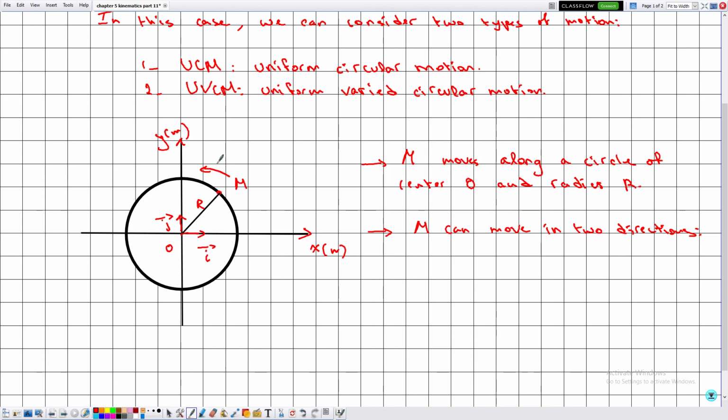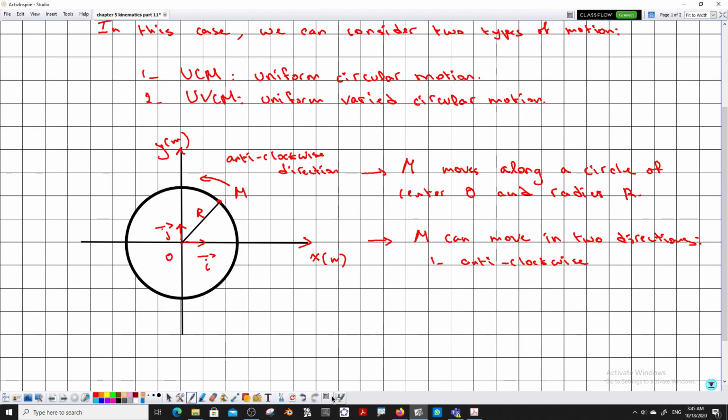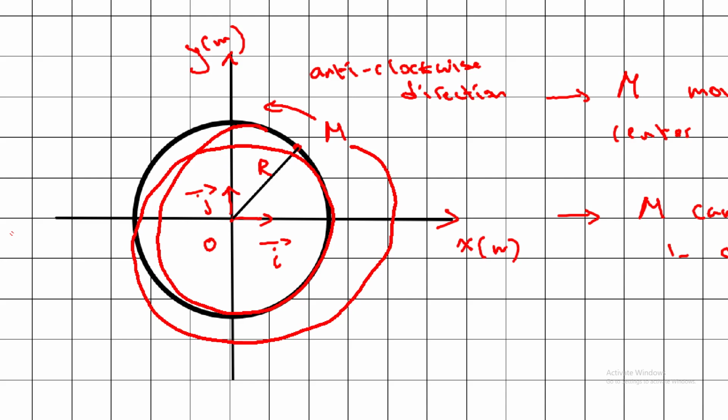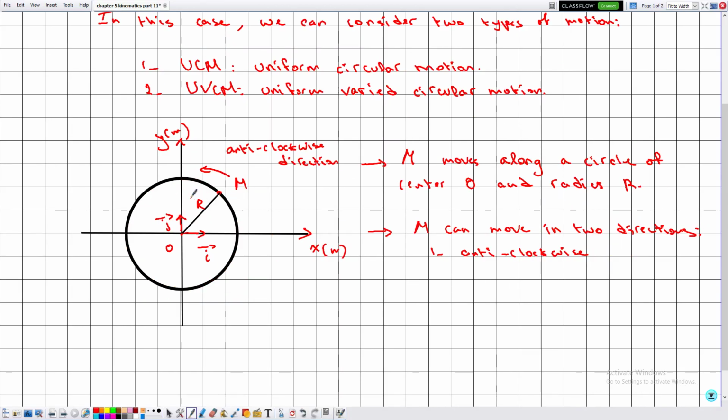So this direction is said to be the anti-clockwise direction. The first one is given by the anti-clockwise. This is said to be the anti-clockwise direction if M is moving like this, because it's moving in a sense opposite to the hands of the clock. And for the clockwise direction, clockwise is said to be like this.